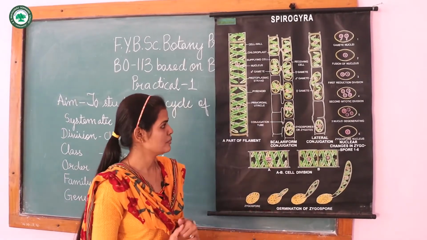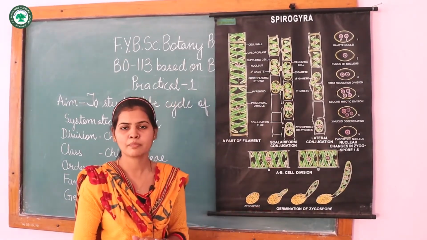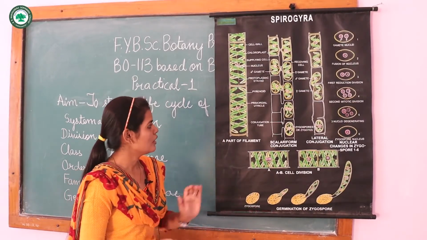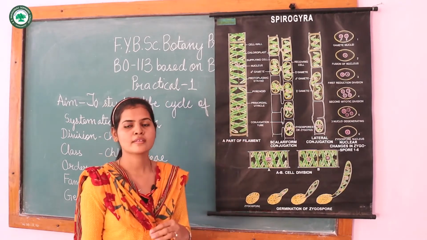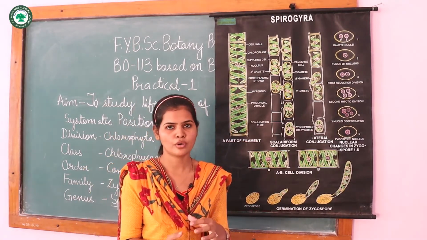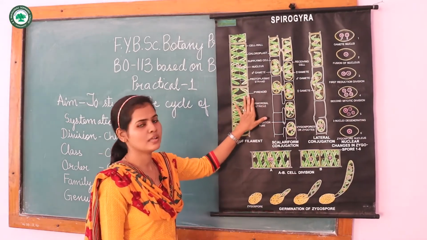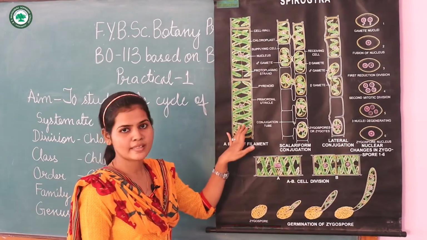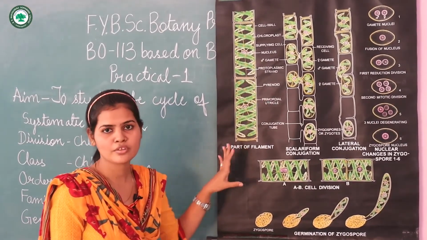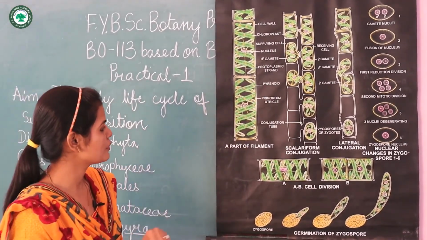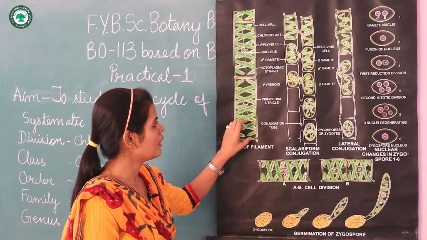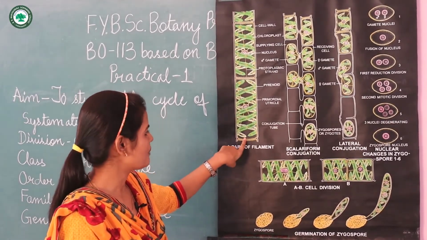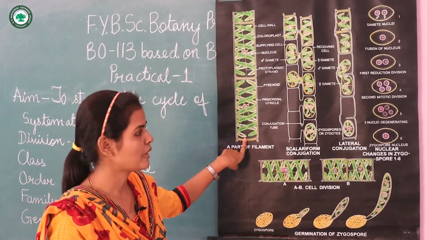Now after the procedure, we have prepared a slide and seen it under the microscope. Now we are going to see what we have seen under the microscope, the material which we have put under the microscope. It will show a filamentous structure of Spirogyra. Now I am going to explain the filament of Spirogyra. This is a single filament of Spirogyra seen under a microscope.